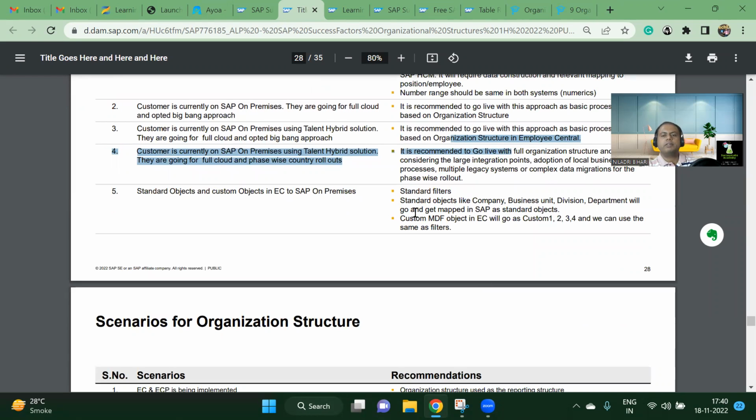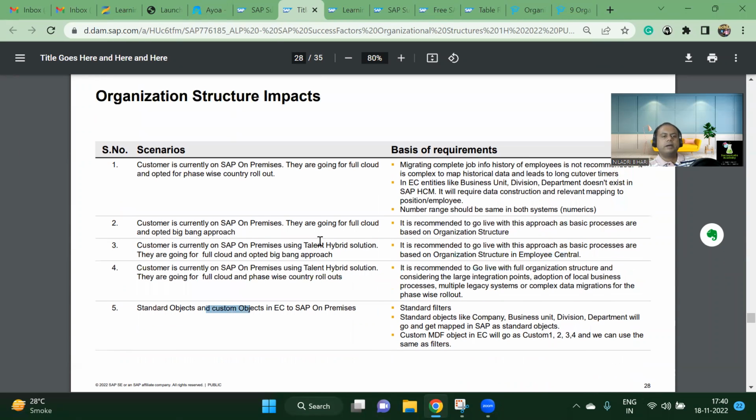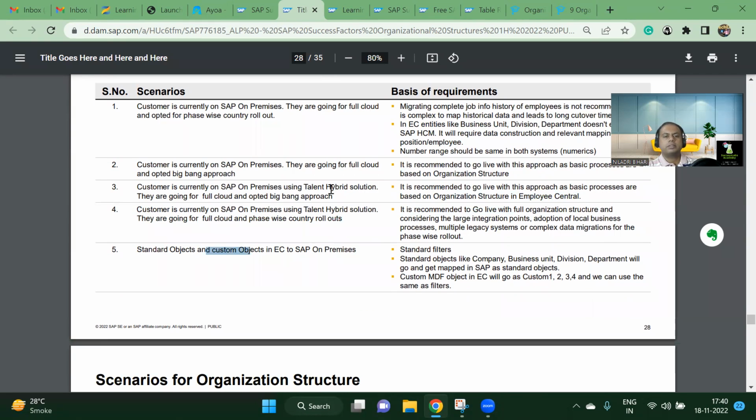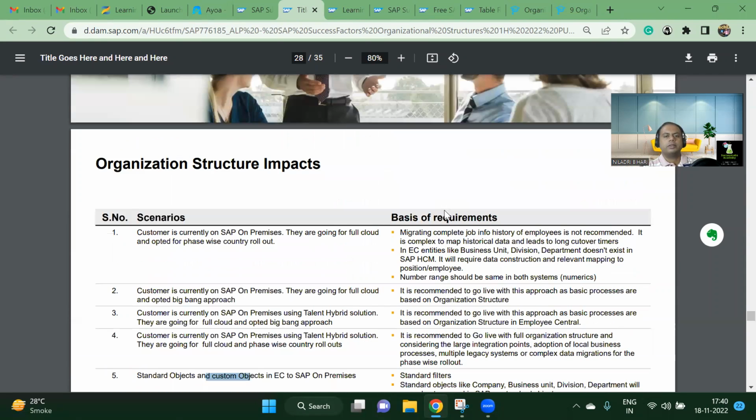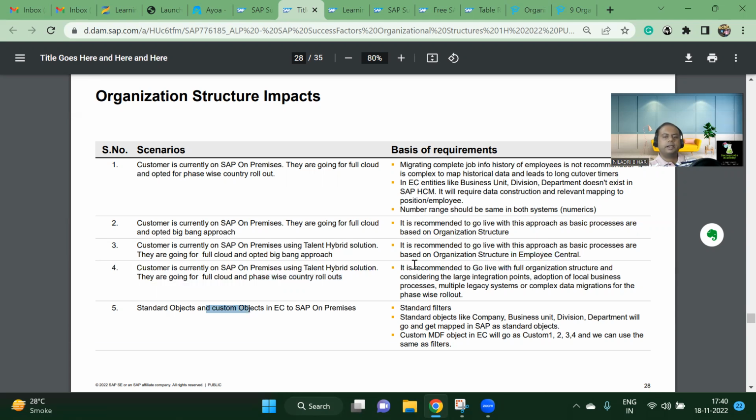We do have standard filters for everything like company, business unit, division, department, so that people can know more about you. This is part of standard objects, customer will mix up. Okay, this is again a different scenario. So we have seen multiple scenarios from an impact point of view. What are the different scenarios, and if you're doing this, what will be the impact of it, right?